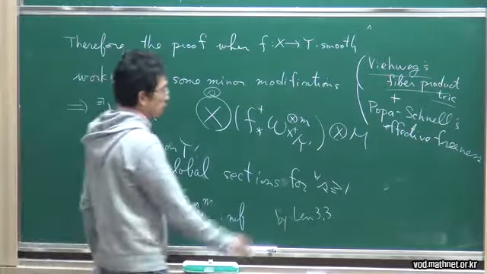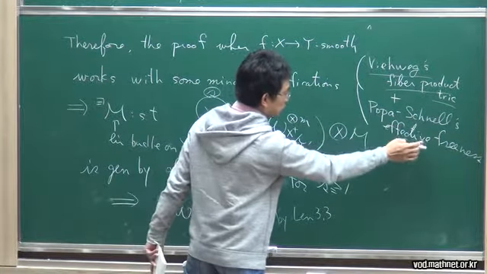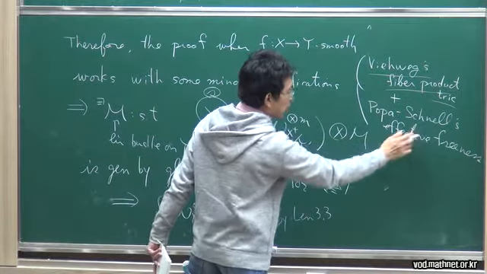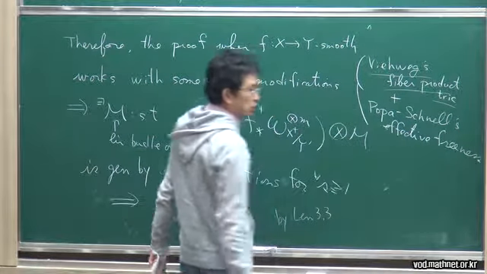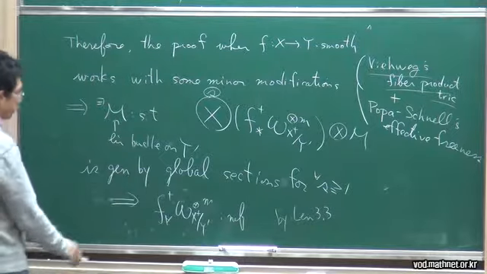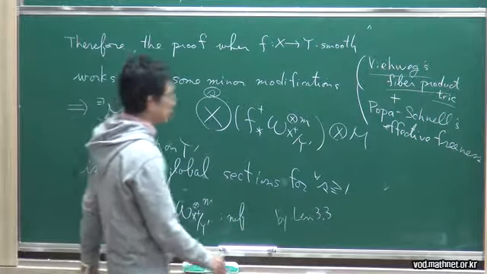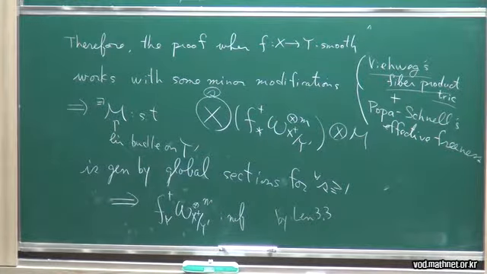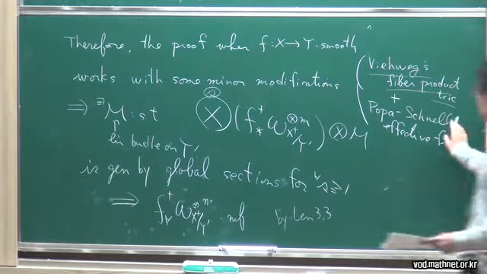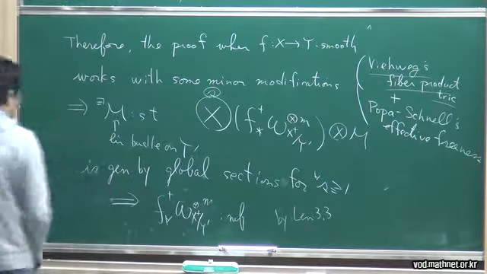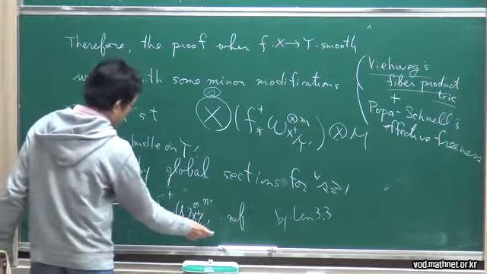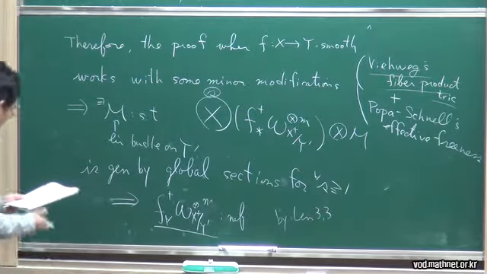And one more remark: Popper and Schnell's effective freeness was formulated for smooth projective varieties. But in our case, this variety, the fiber product, has some singularities, but it has only rational Gorenstein singularities, so there are no problems to apply Popper and Schnell's effective freeness. Anyway, we can prove this is NEF. Okay.